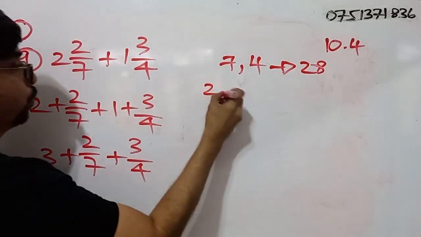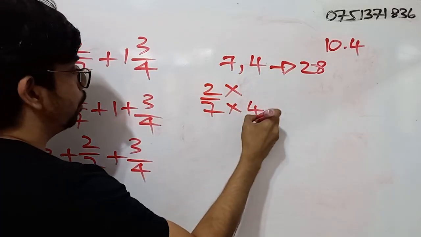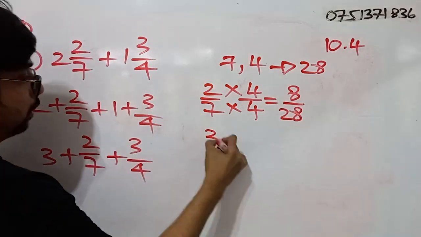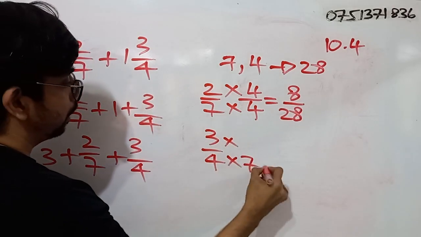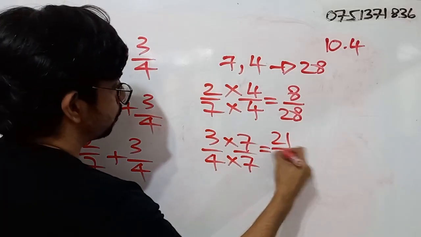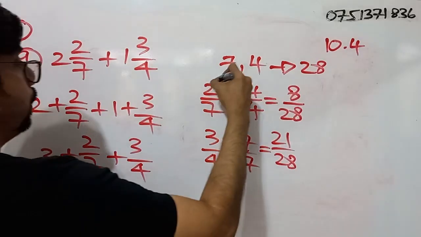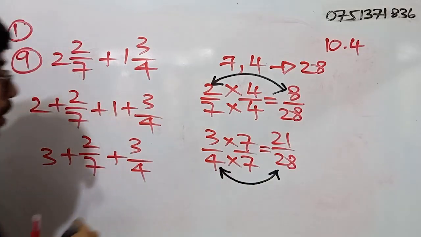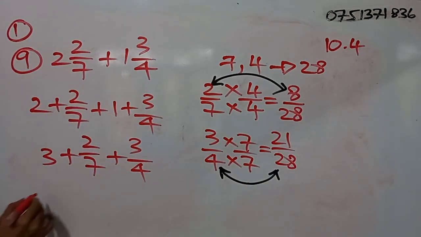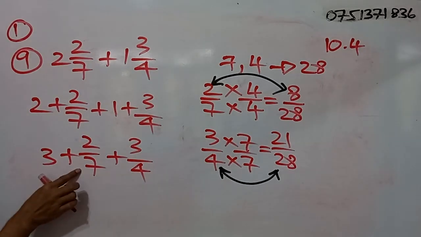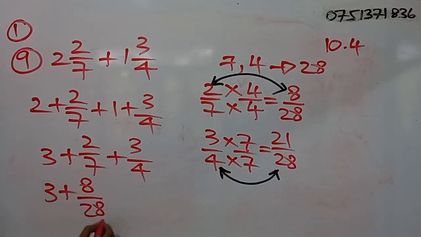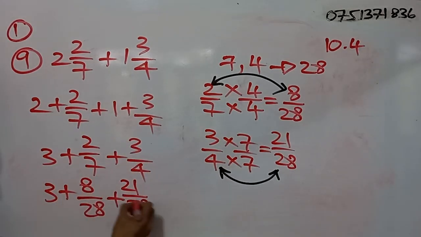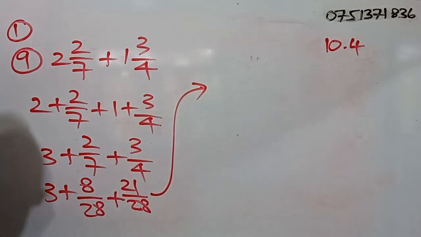28. So 2 by 7, I will multiply both denominator and numerator by 4. So this becomes 8 by 28. 3 by 4, I'll multiply both denominator and numerator by 7. So this becomes 21 by 28. Now these two fractions are equivalent fractions, and also these two fractions are equivalent fractions, right? So 3 plus, instead of 2 by 7, I can write 8 by 28 plus, instead of 3 by 4, I can write 21 by 28. So I will continue on this side.